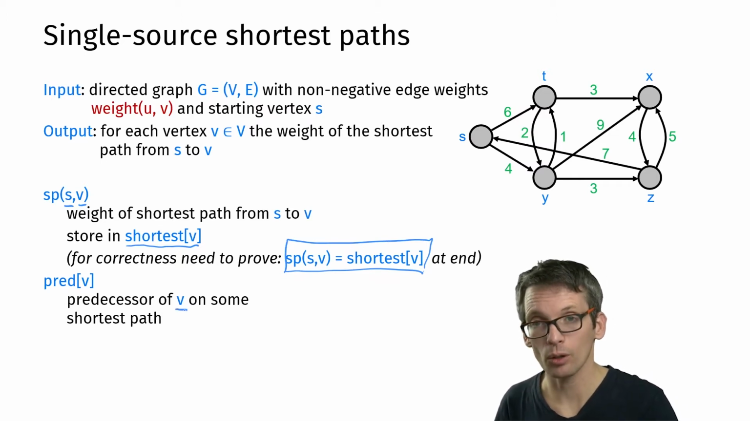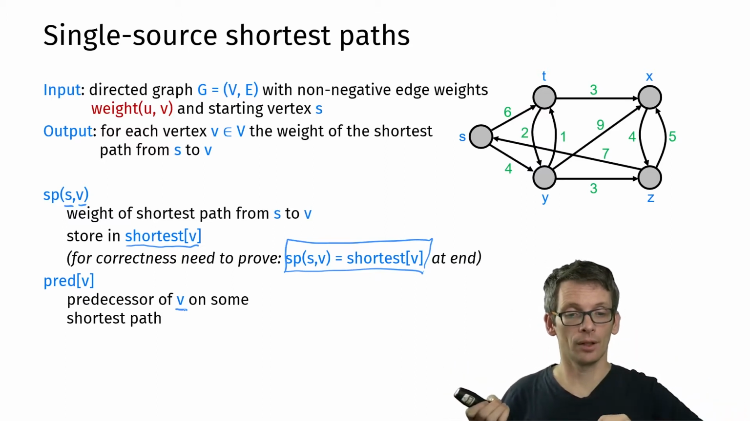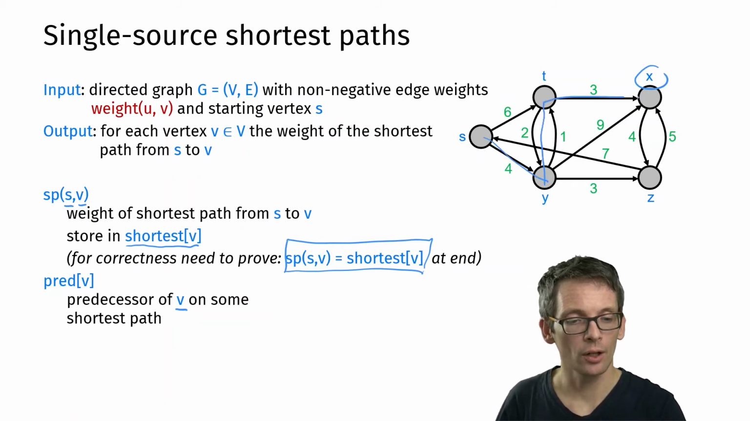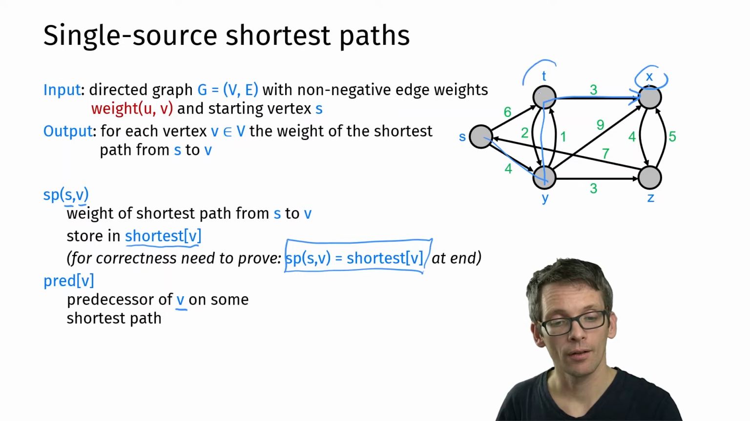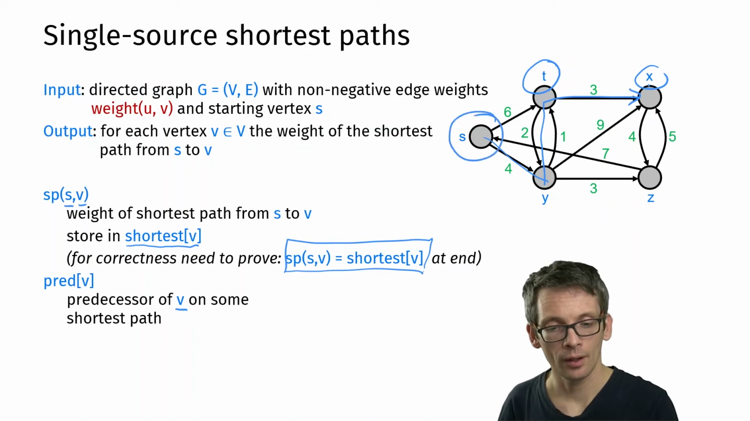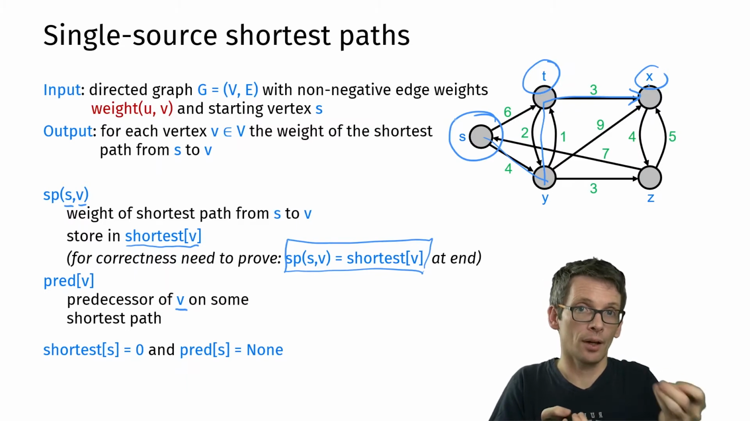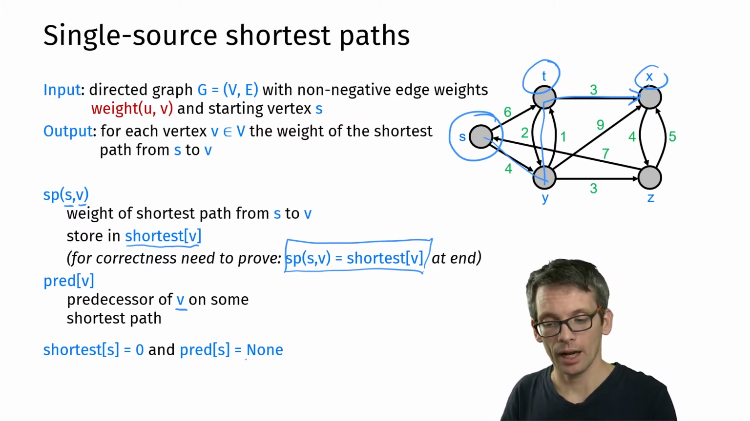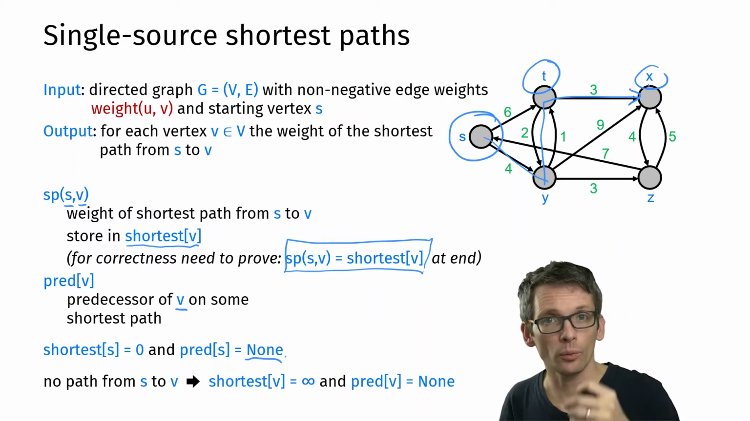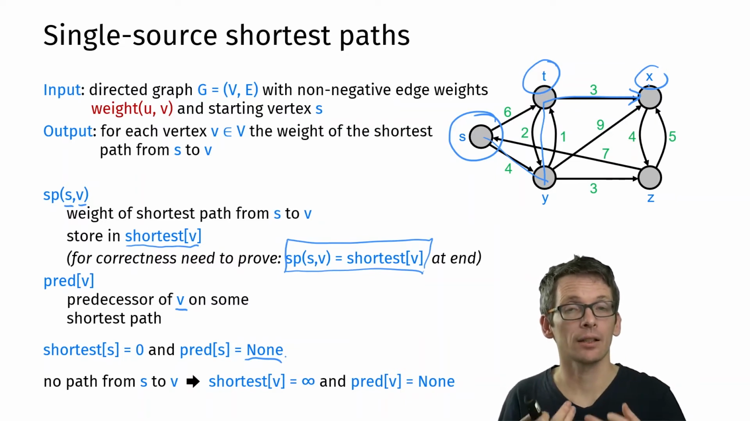So for a v, we're going to store the predecessor on the shortest path from S to v. So for instance here for x, since we're going from S to y to t to x, the predecessor of x, that would be t. And for S, we are going to set the distance to 0, so we can immediately reach S from itself, and it will have as predecessor none. And if there is a vertex that is not reachable from S, then that will also have predecessor none, but then as distance infinity.